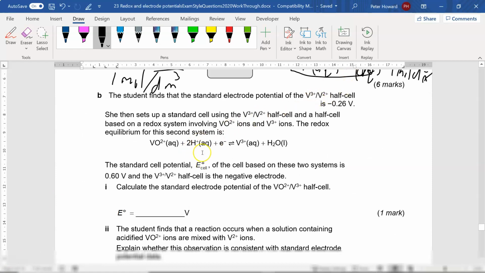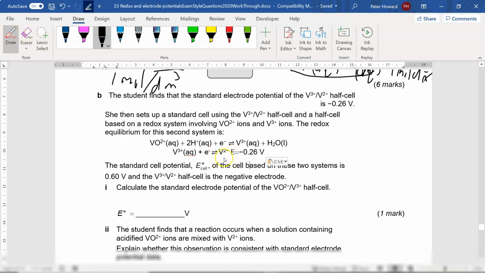A student finds that the electrode potential of a V3+ to V2+ half cell has a value of -0.26. It says in the question that this is combined with a VO2+ + 2H+ + e- goes to V3+ + H2O half cell. It says here that the V3+/V2+ half cell is the negative electrode, so that's the one providing electrons. So if this is a negative half cell, that means that this one's providing electrons. So the bottom one is going to the left, and the top one is going to the right.